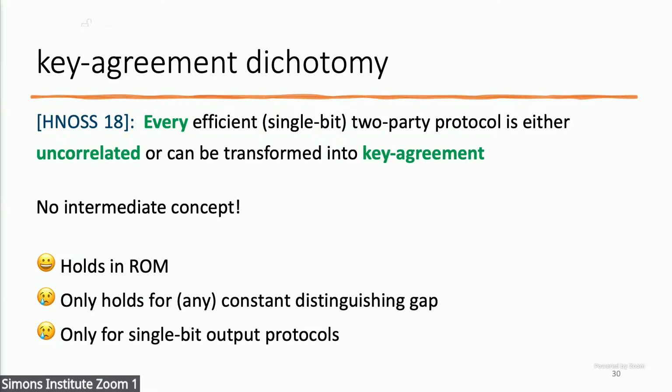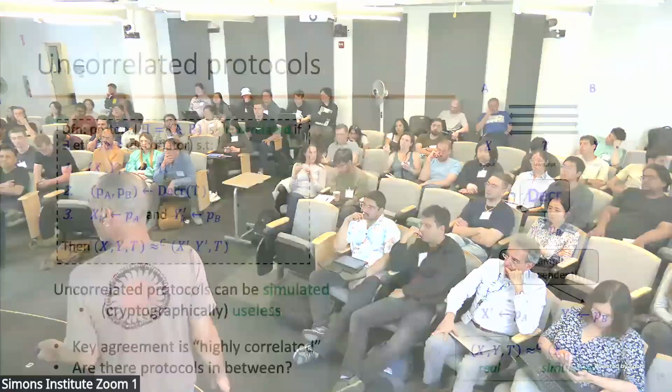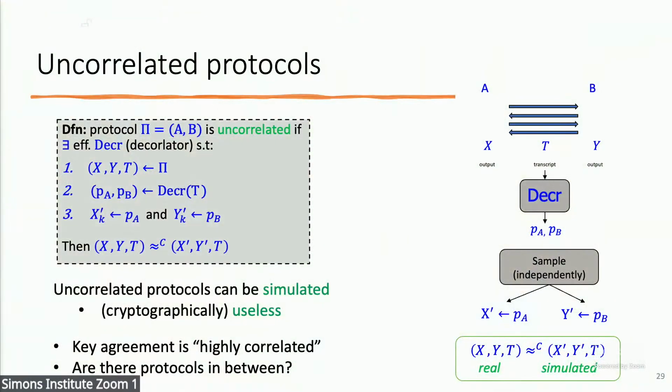Yes? This decorrelator. Yes, this is a good point. The decorrelator does not need to understand, say, the commitment. The decorrelator does not have to understand the real distribution. It doesn't have to break the one-way function. Very good question. It suffices that it outputs X prime, Y prime, and T such that someone looking from outside cannot distinguish.